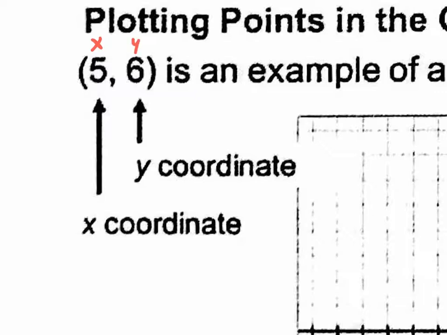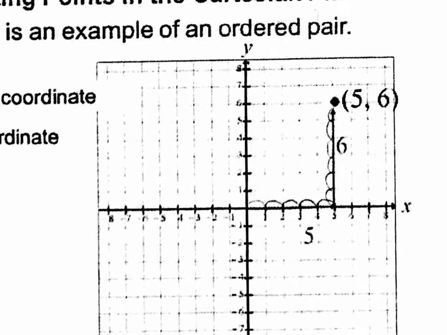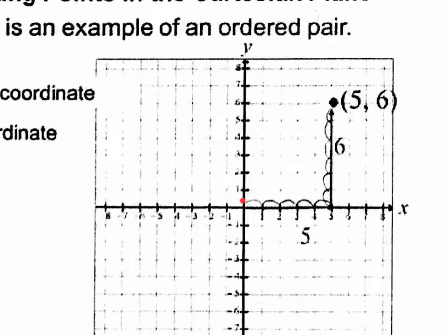You go to 5 on your x number line and you go to 6 on your y number line, and that point will be the location 5, 6. Again, the origin means the beginning, and that's where they want you to start always. Start at the beginning right here.